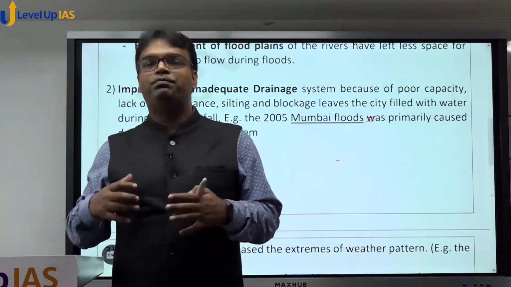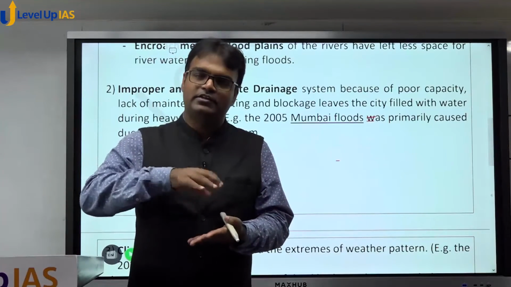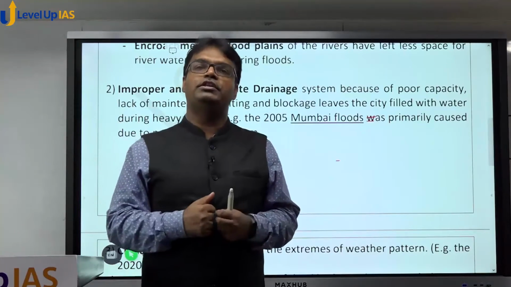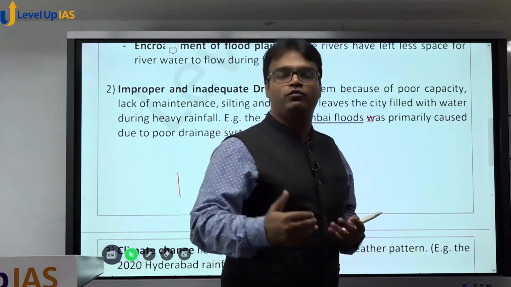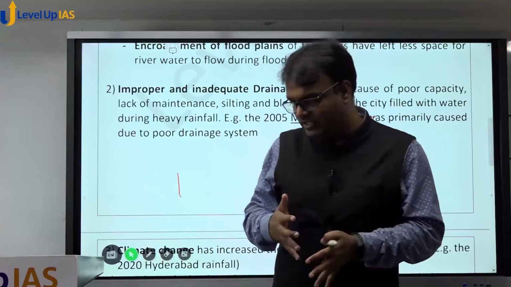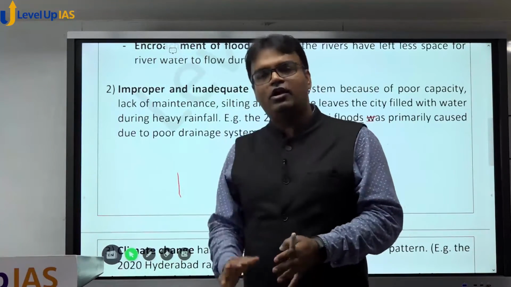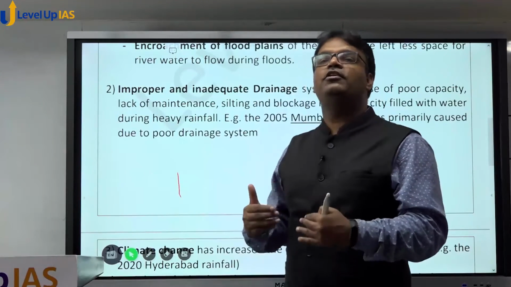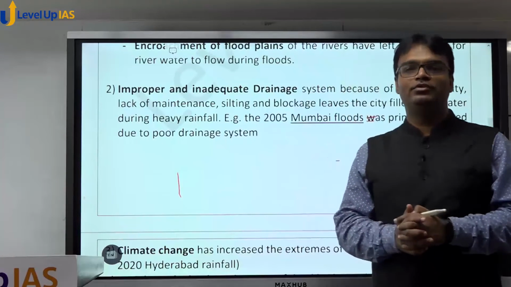Because of poor maintenance, silting has taken place. Silting prevents the flow of water. Sometimes solid waste has been put into these drains. That solid waste again blocks the flow of water. So when rainfall occurs and when these drains are either very small or are full of solid waste, or a lot of silt has been deposited in them, it prevents the flow of water, leading to the problem of urban floods.